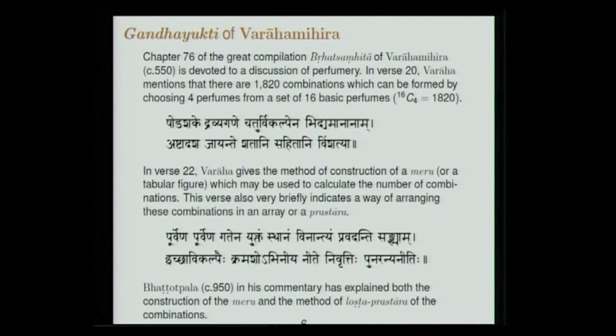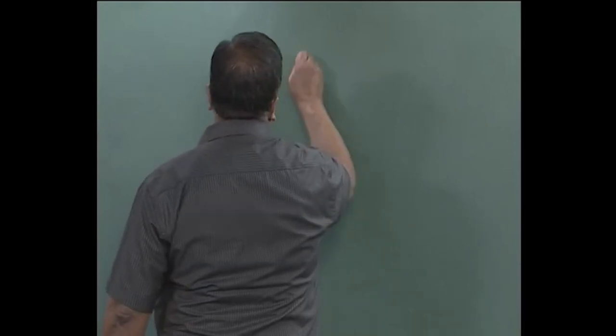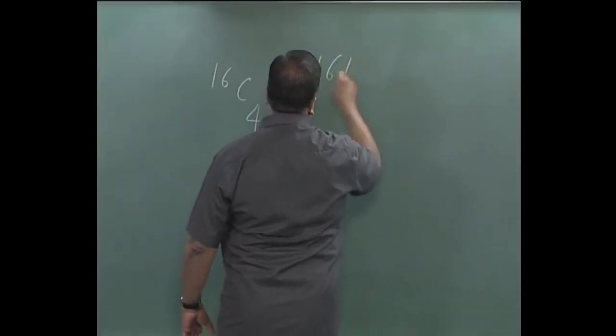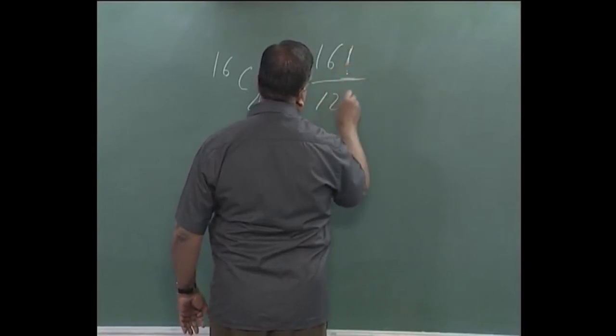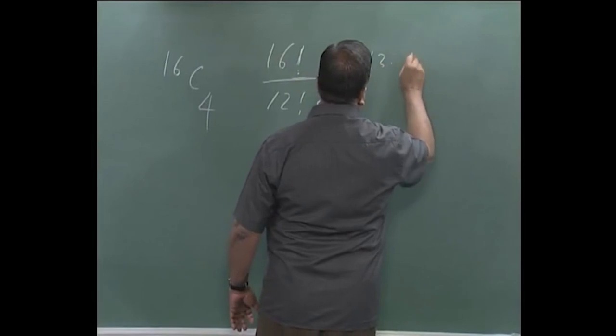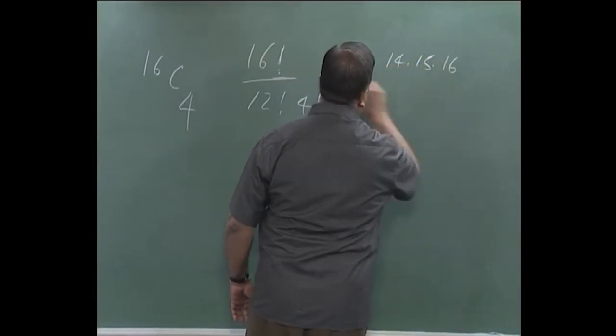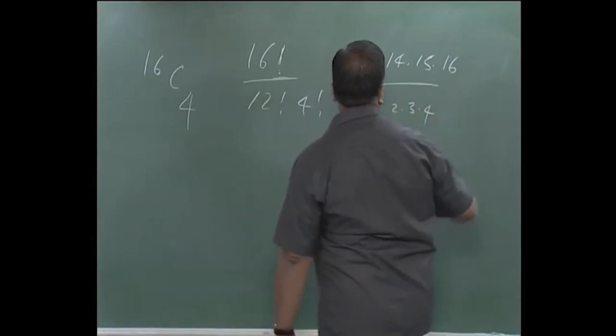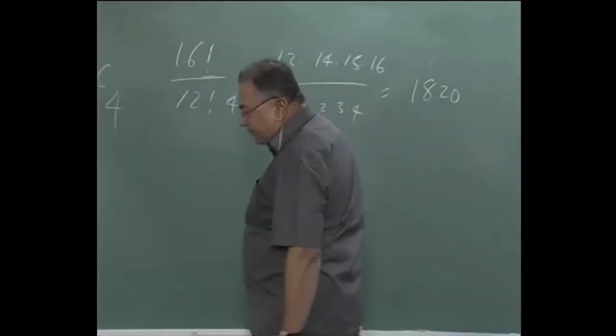So, Varahamihira is talking of 16 basic perfumes, and as a first thing, if you want to make perfumes by choosing 4 out of these 16, how many possibilities are there? That is of course the number of combinations that can be obtained by selecting 4 out of 16, the standard 16C4. So, today we will calculate this by doing 16 factorial by 12 factorial, 4 factorial. So, this is 13 into 14 into 15 into 16 by 1 into 2 into 3 into 4. So, you will finally get the number 1820.